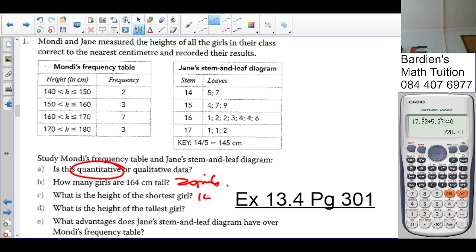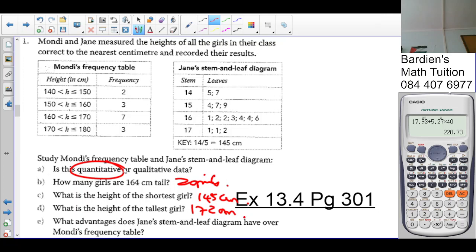What is the height of the shortest girl? 145 centimeters. How many meters is that? 1,45. How many centimeters in a meter? 100. What is the height of the tallest girl? 172 centimeters.